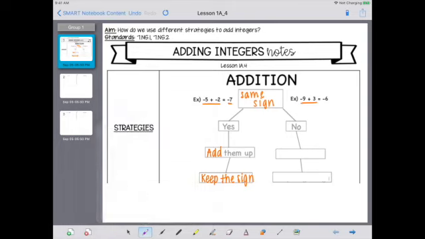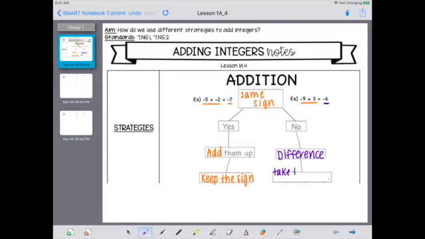On the right, you don't have the same sign, so you have to take the values 9 and 3. You're going to find the difference between the values. And the difference between 9 and 3 is going to be 6. Now here's where absolute value comes into play with adding integers. You're going to make sure you're going to take the sign of the larger absolute value.